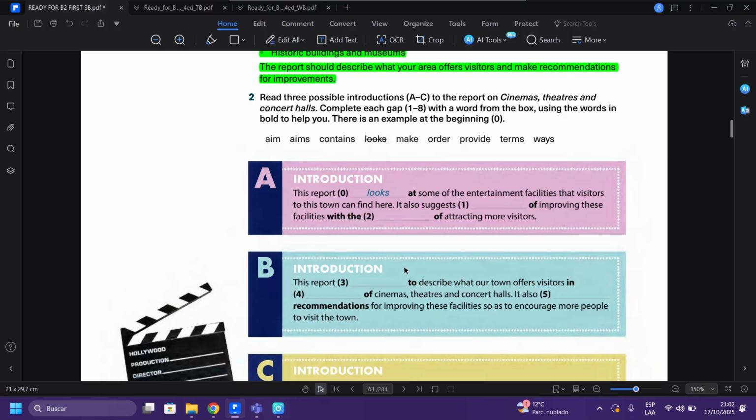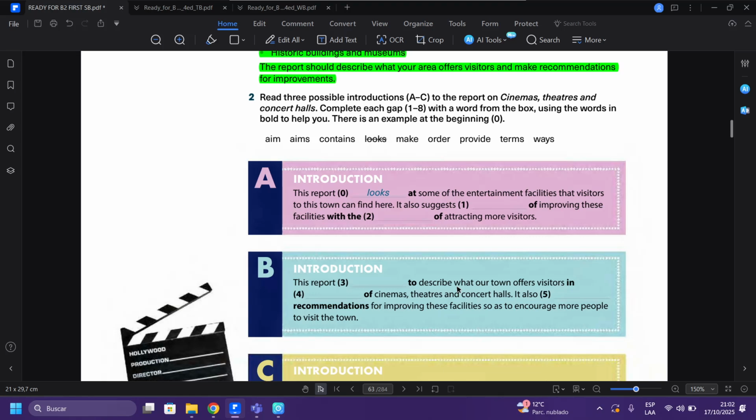Number three, this report aims. Why? Because when we are talking in the third person, we have to add the letter S at the end of the verb. This report aims to describe what our town offers visitors.